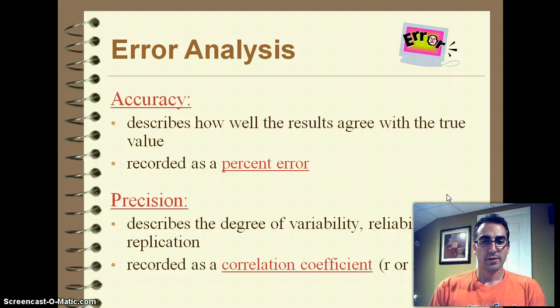Precision is a measure of the degree of variability or reliability or replication. And we use precision to try to explain the relationship between two variables. And that's written down as the correlation coefficient. And so if you're using Excel or your calculator, you'll come up with an R value. And the better the R value, the more precise your data is. If you get an R value that's very close to 1 or -1, that's great. If you get an R value that's close to 0, that's not great. Think of it as a percent. And if you get an R value of 0.9, that's 90% precise. So you're doing awesome.